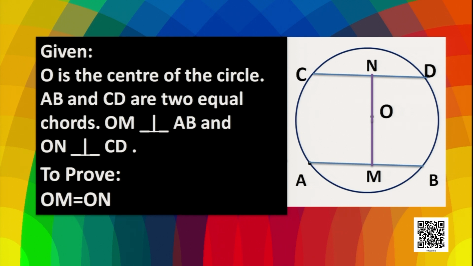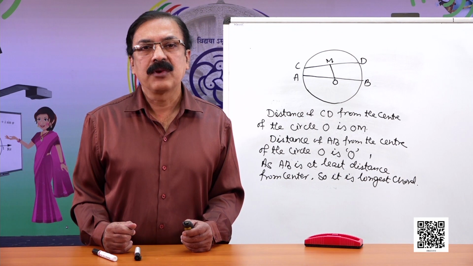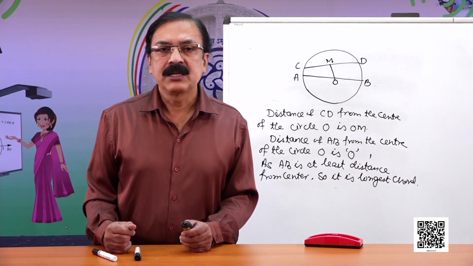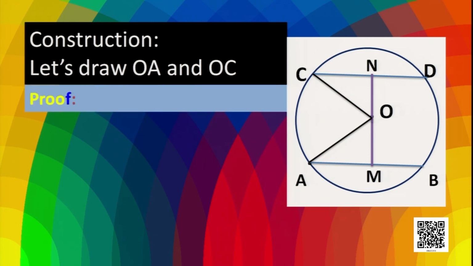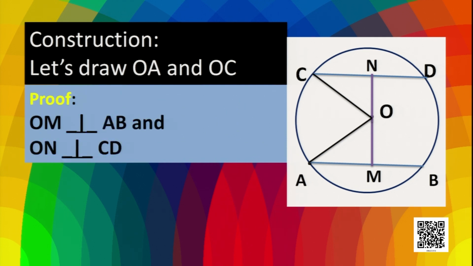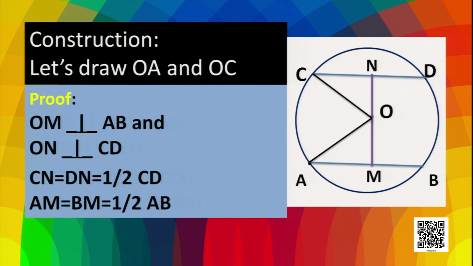So how to prove? Let's see. Here, to prove OM is equal to ON, we need two congruent triangles. For congruency, we have some constructions. What is the construction? Let's draw OA and OC. Now, we have two triangles. Let's see whether they are congruent or not. OM is perpendicular to AB and ON is perpendicular to CD. As we know, the perpendiculars drawn from the center onto the chord bisect it. So, we can say CN is equal to DN, that is equal to half CD, and AM is equal to BM, that is half AB.